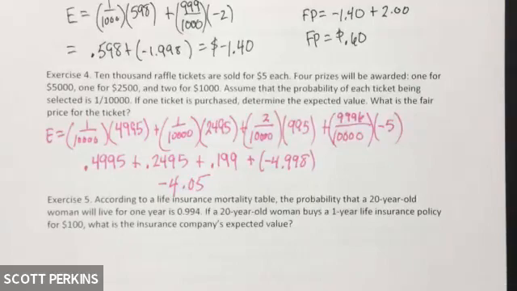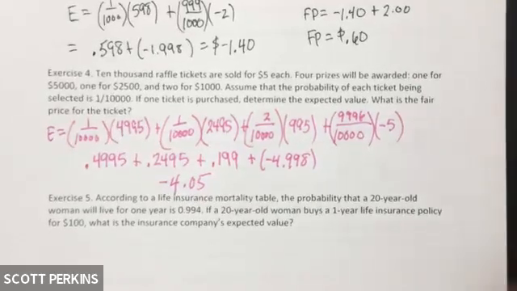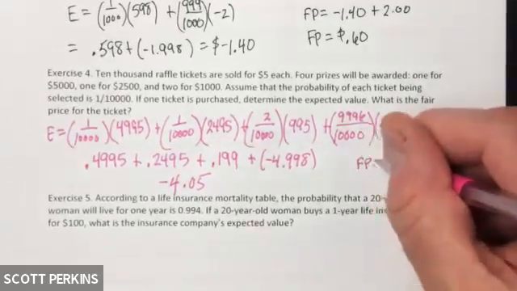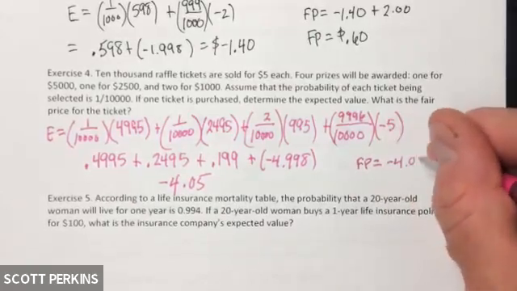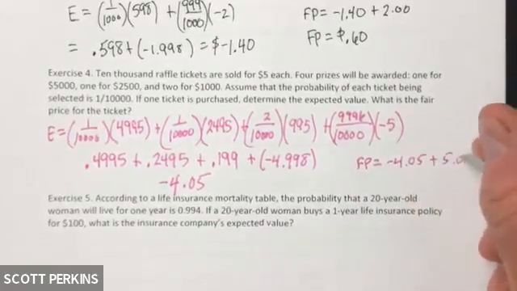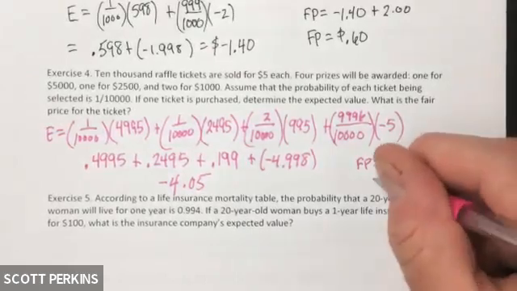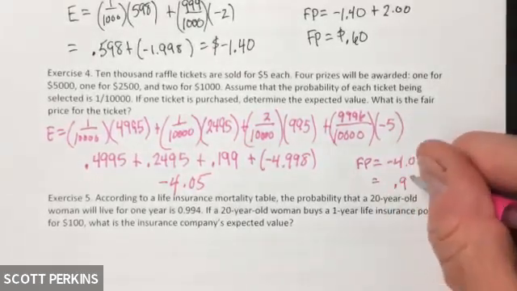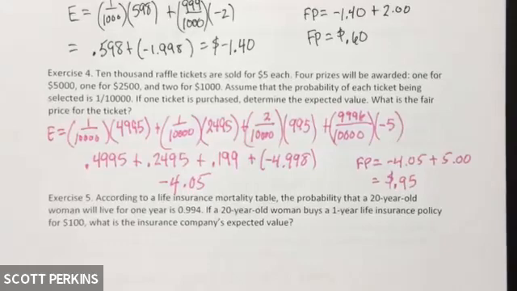It's just the culmination. All right, so the fair price is the expectation plus the cost to play, which is $5. And so that means the fair price, what should be charged for this if everybody's going to break even, is 95 cents, which is kind of an awkward price for a lottery ticket. Lots of nickels given back to people.